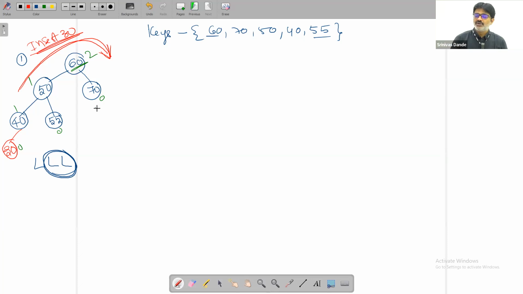Maybe here, 70 can have some subchildren, and 55 can have some other children. We don't know that. For example, 55 has some X and Y, and 70 has some P and Q, some numbers according to the tree. Consider it like this; those keys I didn't take here. So we have to do the LL rotation. We have to shift towards the right side. Tell me what happens.